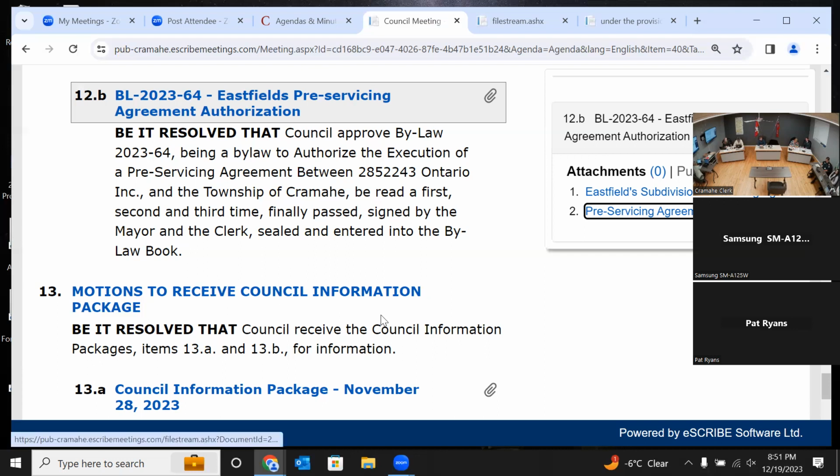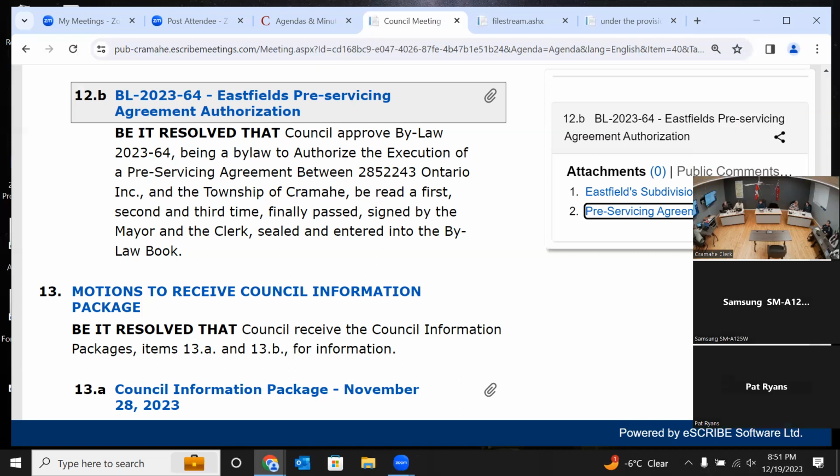All in favor? Friendly amendment that Holly's doing, yes. Aye, Arthur. Aye, Hamilton. Aye, Scriver. Van Egmond, aye. Martin, aye. Resolution is carried.